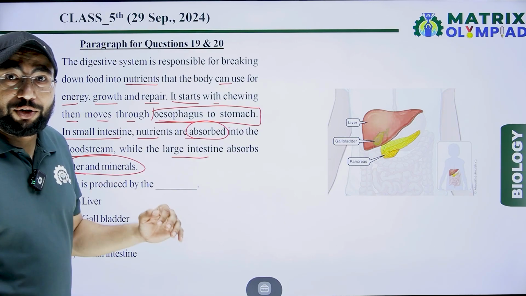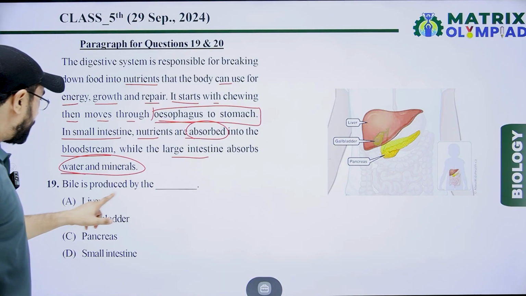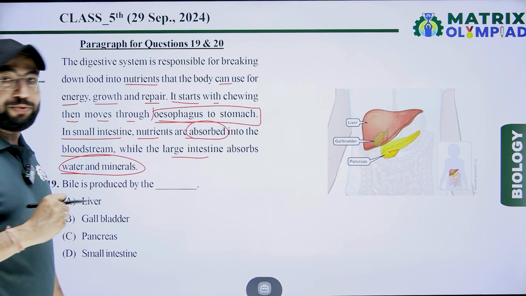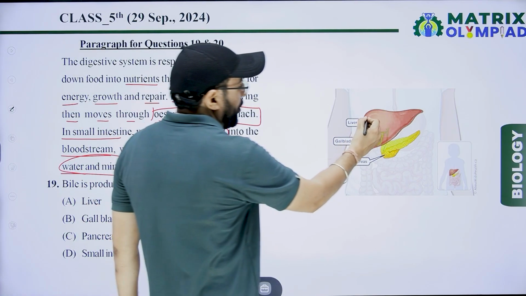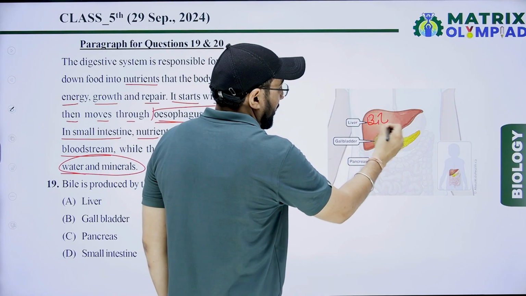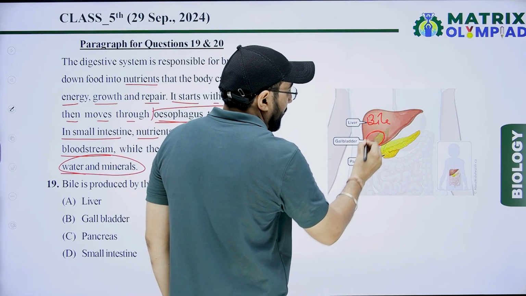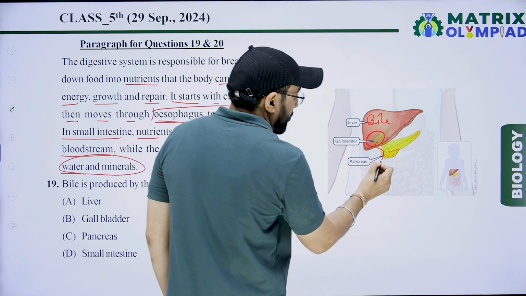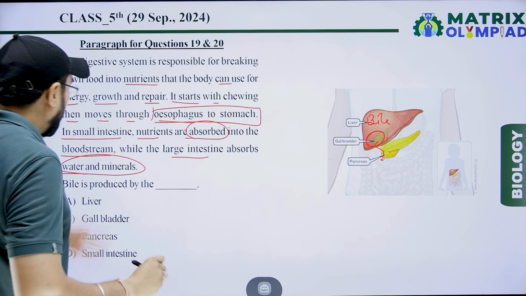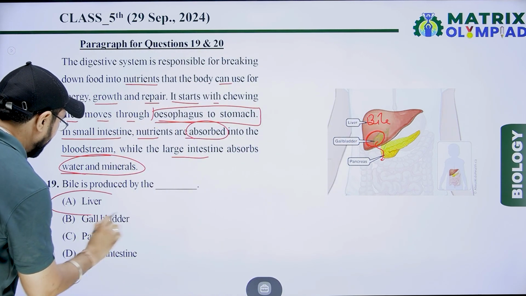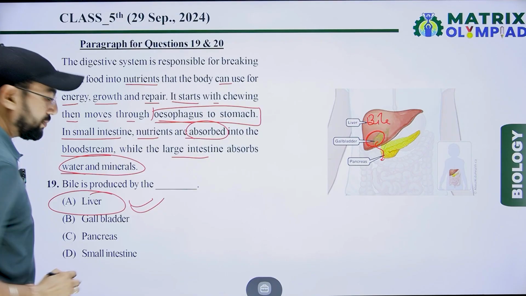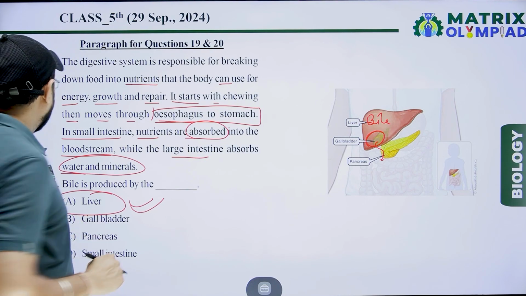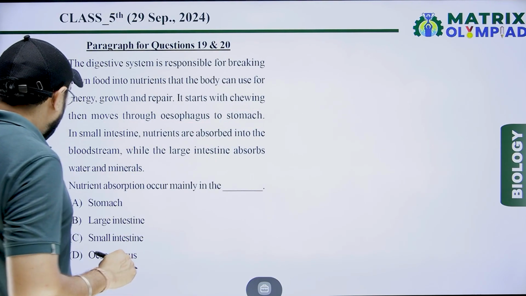Related to the paragraph, question number one: bile is produced by? Bile is produced by the liver, then stored in the gallbladder, and then released into the small intestine. So according to the question, our right answer is liver. Liver is the right answer.